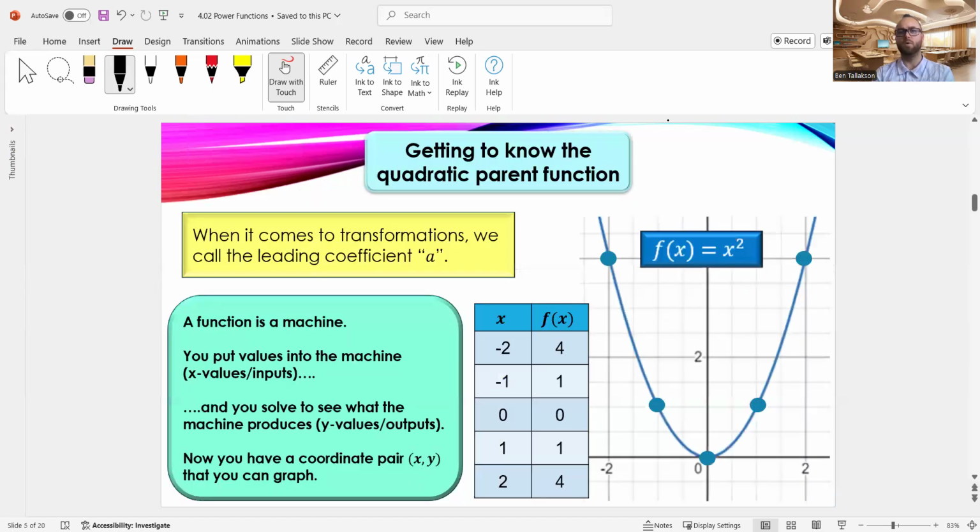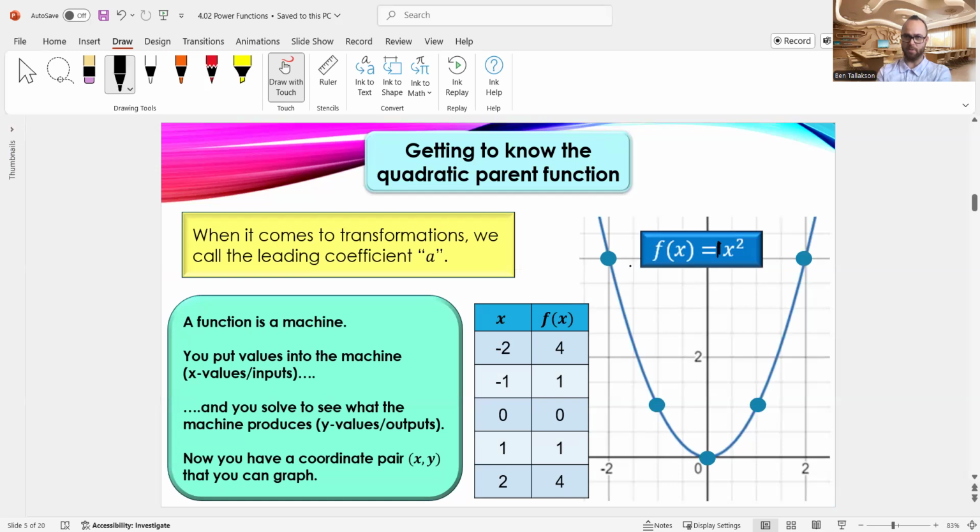Now let's get to know one of the most popular functions we'll see, the quadratic parent function. Okay, and when it comes to transformations, we call the leading coefficient a. So looking at our quadratic parent function, what is a? Well, it's 1, right? We know if we don't see a coefficient there, it's 1, okay?